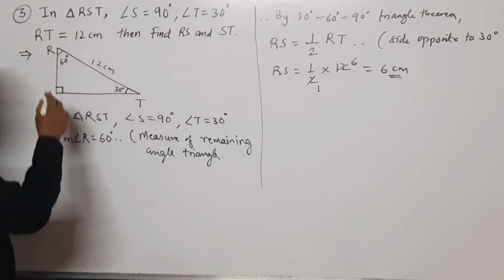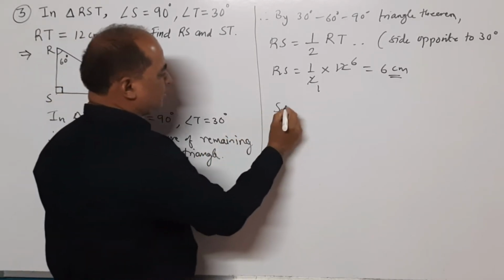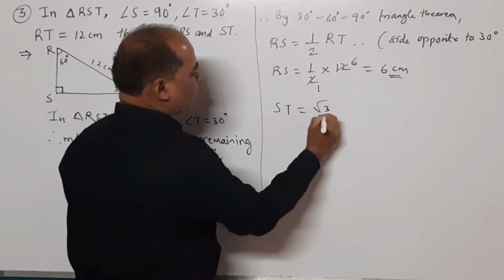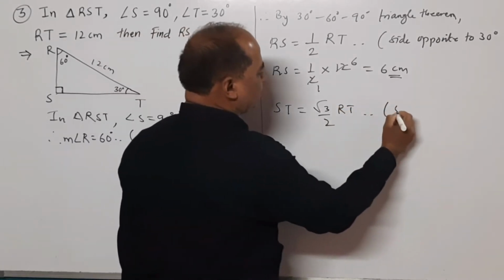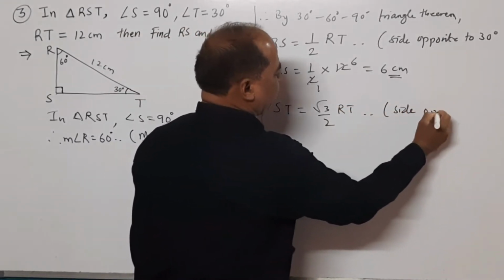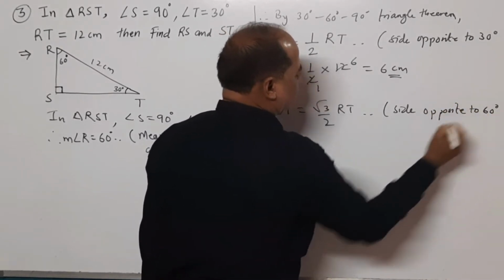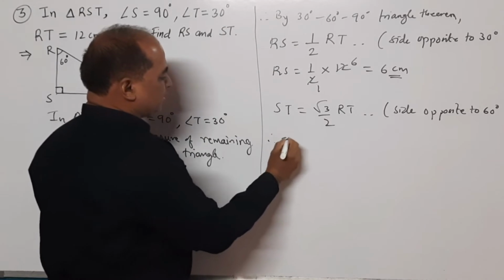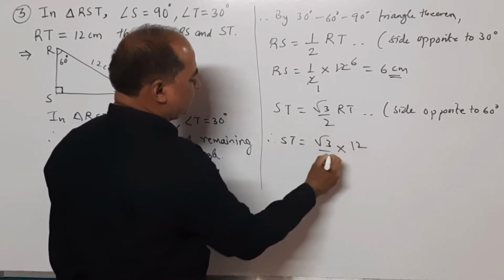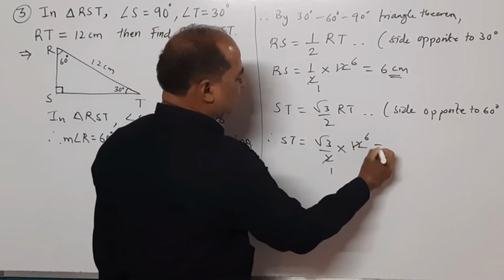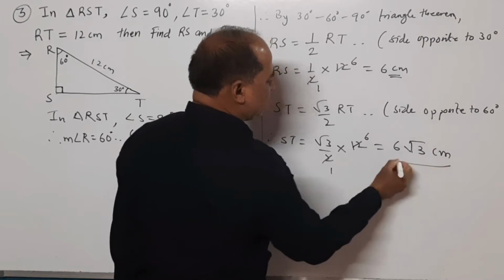Now the side opposite to 60 degrees, that is ST, is equal to root 3 upon 2 times the length of the hypotenuse, that is RT. Therefore, ST is equal to root 3 upon 2 into 12, 2 sixes are 12, which is equal to 6 root 3 centimeters.